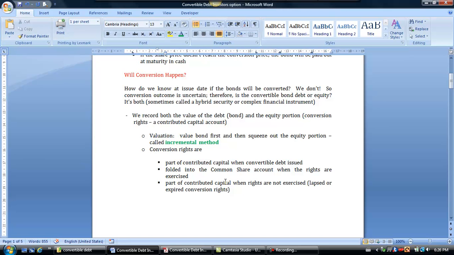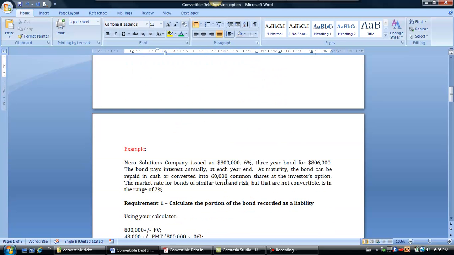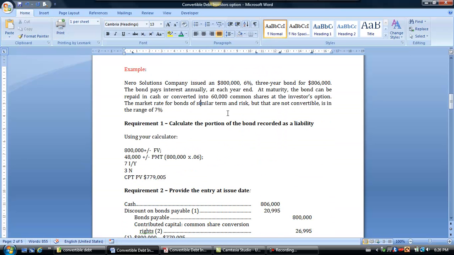So that's a little bit of theory, and probably to make it a little more real for you, we can go through a question. So let's have a look at this question where we have a company that issues 800,000 6% 3-year bonds, and that's for 806, and the bonds will pay interest annually at the end of the year. Again, we can see it's convertible at the investor's option because it can be converted into 60,000 common shares at the investor's option or repaid in cash if that's what the investor wants.